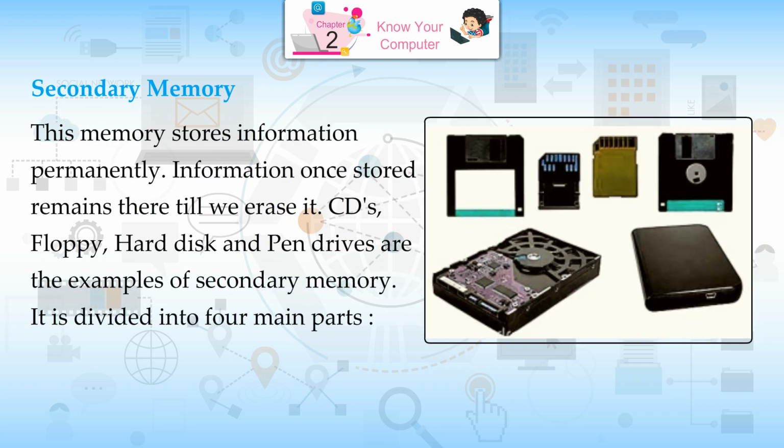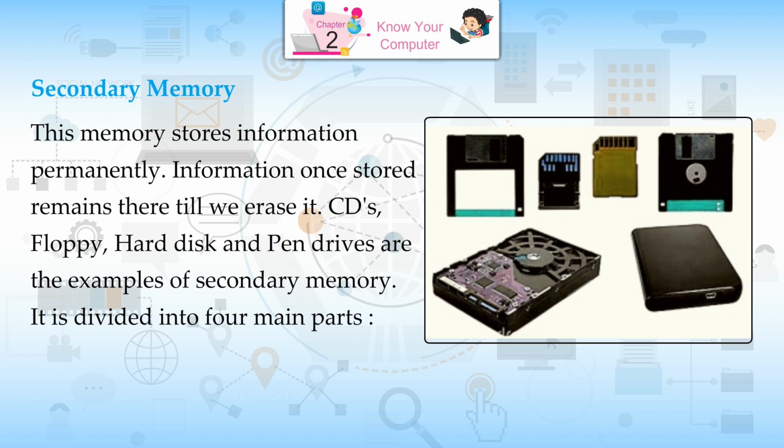Secondary memory. This memory stores information permanently. Information once stored remains there till we erase it. CDs, floppy disks, hard disks, and pen drives are examples of secondary memory.